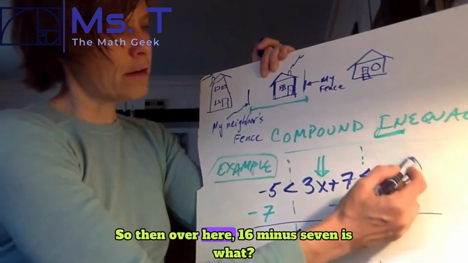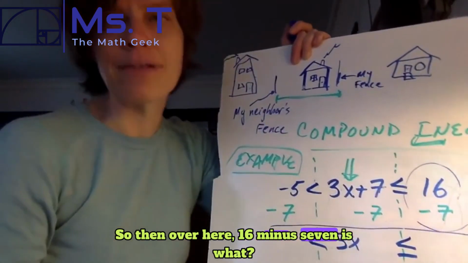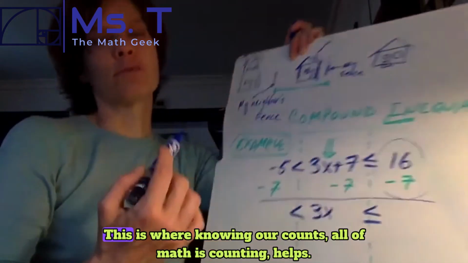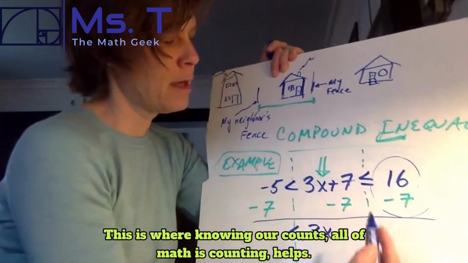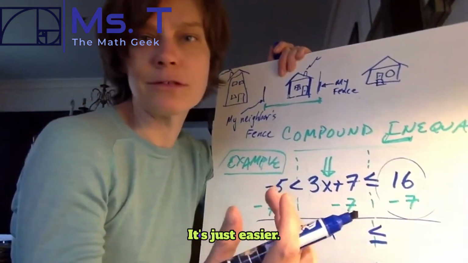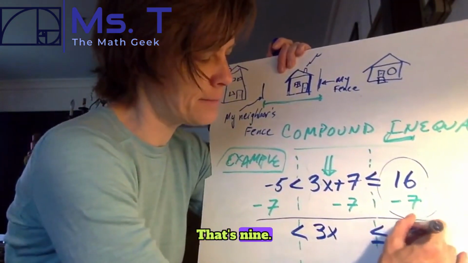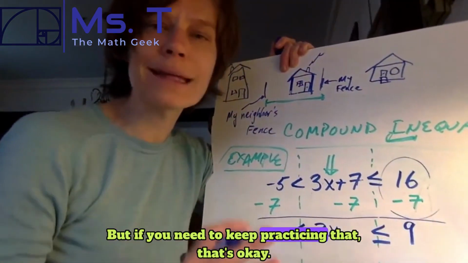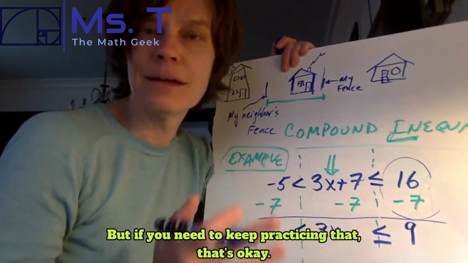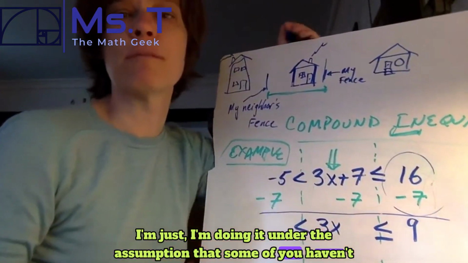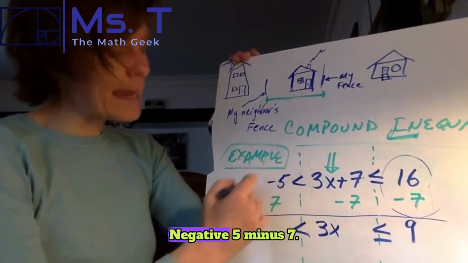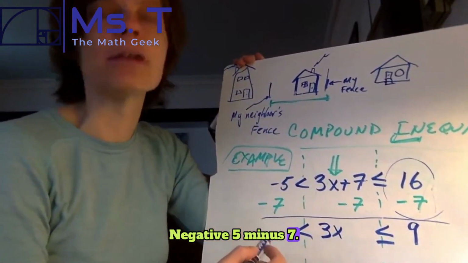So then over here, 16 minus 7 is what? This is where knowing our counts, all of math is counting, helps. Well, it's best if we have this memorized. It's easier. That's 9. But if you need to keep practicing that, that's okay. Keep practicing it. I'm doing it under the assumption that some of you have it memorized because those are prior lessons. -5 minus 7. Oh boy.